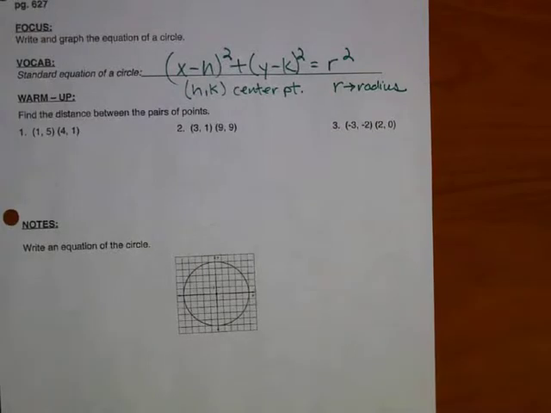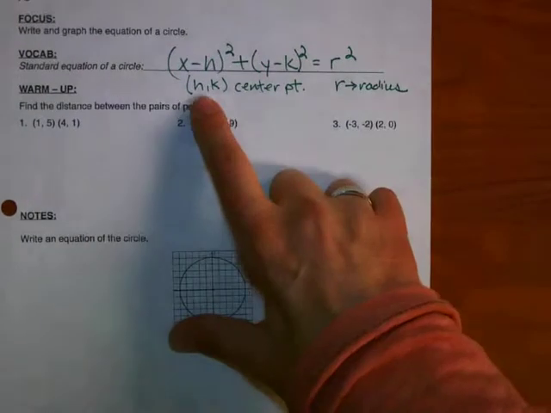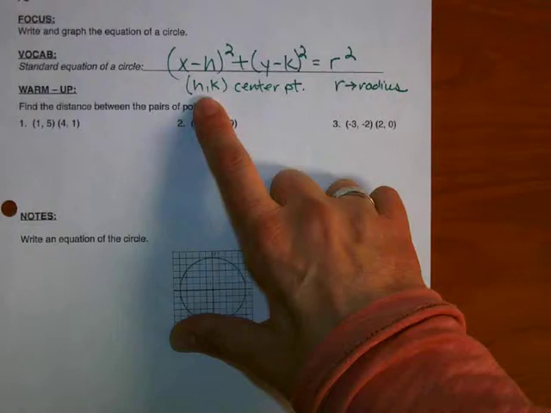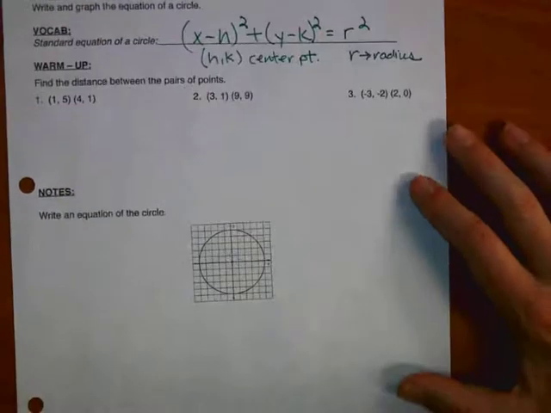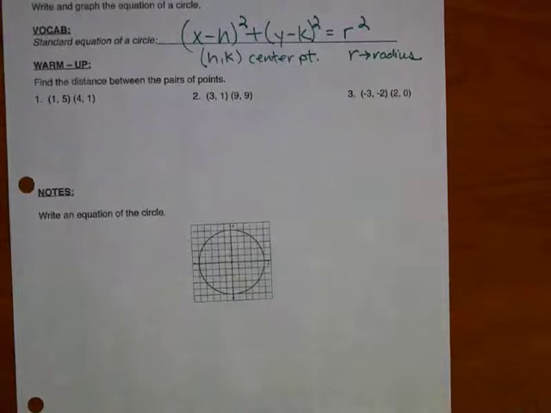Why are there two centers? There's not two centers. This is the center point. HK is the center, the coordinates of the point. Oh, I thought you said H and K are center. No. Okay? All right.